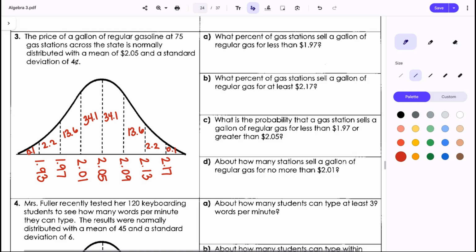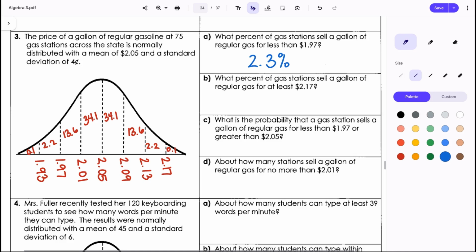Okay. Part A says, what percent of gas stations sell a gallon of gas for less than $1.97? What did you get for an answer there? 15.9%? Anyone get something different or agree with Caden? I'm sorry, Caden, but I don't agree with you. For A, what'd you get? I got 2.3 as well. 2.01, my bad. It's all right. So less than 1.97, here's our kind of barrier, and we go to the left. So the 2.2 plus the 0.1 is where we're getting that 2.3% from.